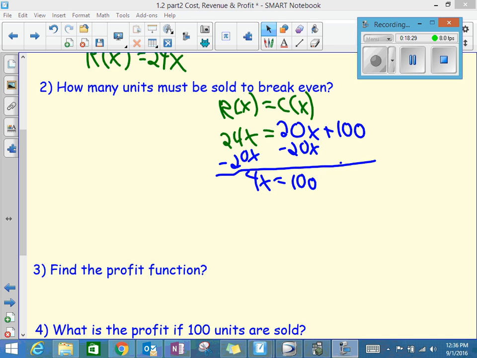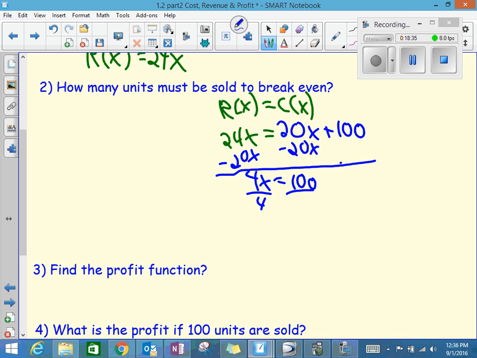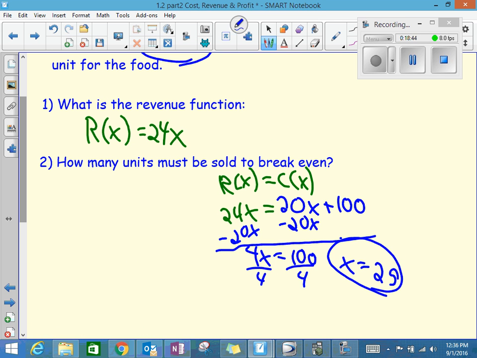Okay. So we set revenue equal to cost. We solve for x. We get x equals 25. So when they sell 25 units, they will have brought in as much money as it costs them to make those 25 units. Does that make sense?